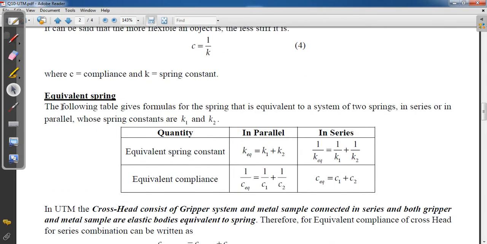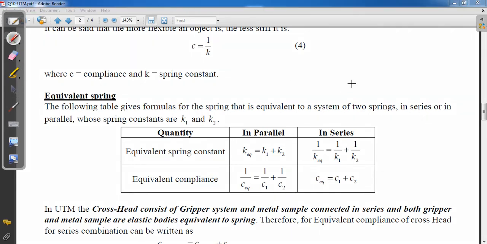Now the concept comes: equivalent spring. When springs are attached in parallel, K equivalent is given by K1 plus K2. And when attached in series, 1 upon K equivalent equals 1 upon K1 plus 1 upon K2. This formula we know. Similarly, for equivalent compliance, K equivalent will be 1 upon C eq. So this formula changes to 1 upon C1 plus 1 upon C2, and C equivalent will become C1 plus C2 in series.